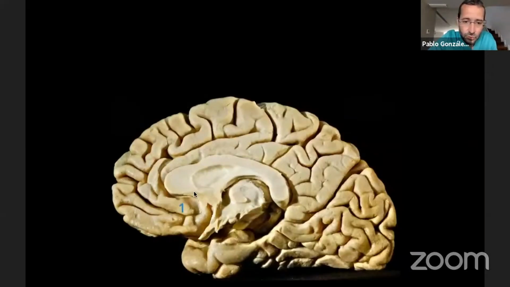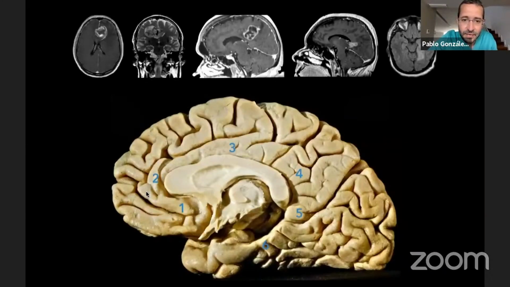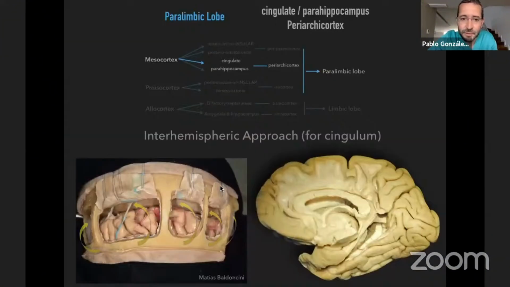This is where the tumor was growing, mainly posteriorly growing to the septal region, but here we can have a tremendous number of different cingulate tumors, which mainly are approached from an interhemispheric approach in order to reach the cingulum. We can go ipsi or contralateral, whatever we feel more comfortable with. And these cingulate and parahippocampal tumors are made of periarchicortex, which is mainly paralimbic lobe. So for cingulate, in most of the cases, an interhemispheric approach is the ideal one.